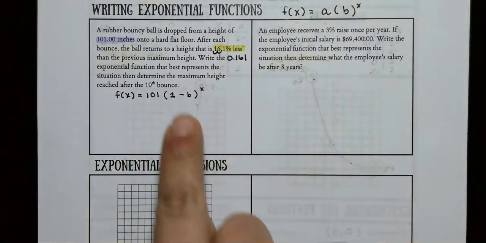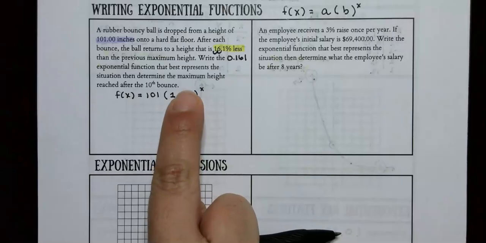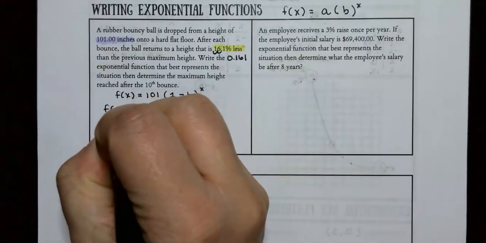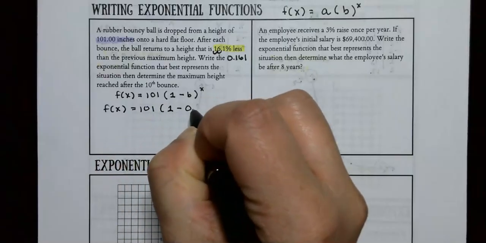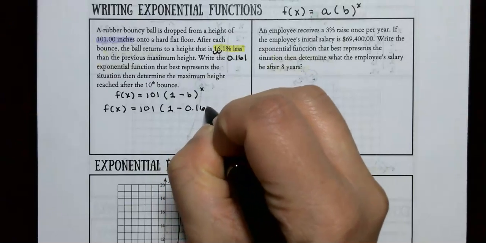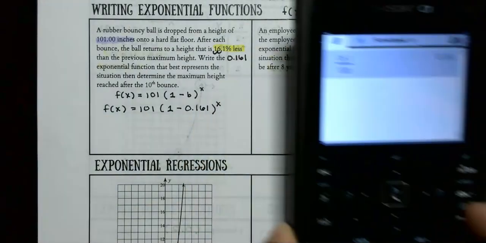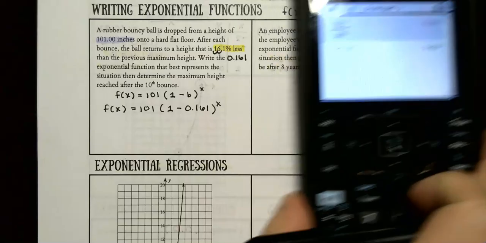Because it is a decay, we're going to take our rate and subtract it from 1. If this was a growth, we would say plus 1. So let's rewrite it: 101 times 1 minus 0.161, raised to the x power. I'm going to take what's in parentheses, 1 minus 0.161, and we get 0.839.